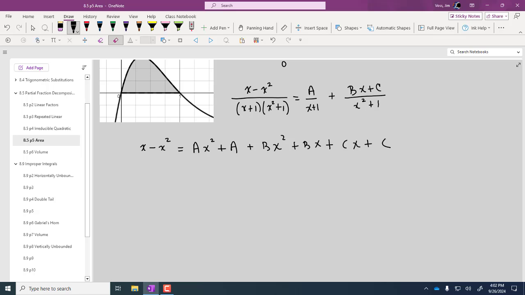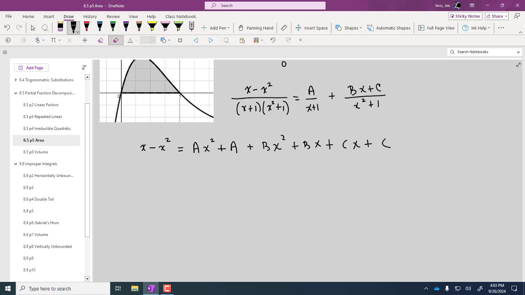Somebody tell me what the left side of that equation was? X minus x squared. And the right side, once it's all multiplied out, is? AX squared plus A plus BX squared plus BX plus CX plus C. Thank you. All right, so we're going to set up our equations here.